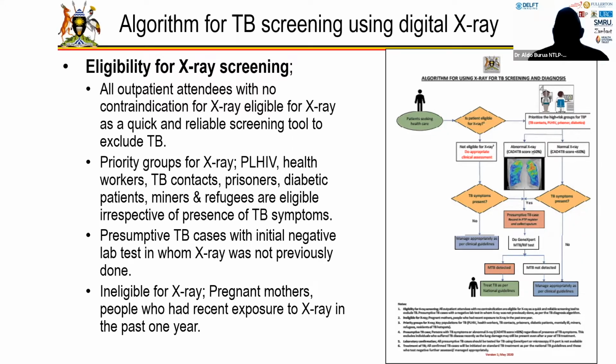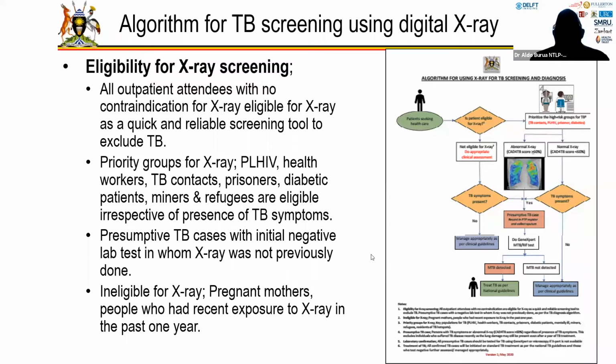But you notice that at health facilities, especially the large volume facilities, there is a high client load. So it's not possible to screen everybody, much as that's what we desire. So we had to identify the priority groups for X-ray. And these are the people living with HIV, the healthcare workers, TB contacts, prisoners, diabetic patients, minors, and refugees. So these populations, when they come to seek service at the health facility, we prioritize them for X-ray screening.